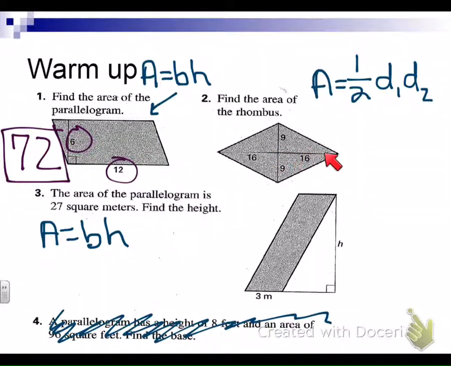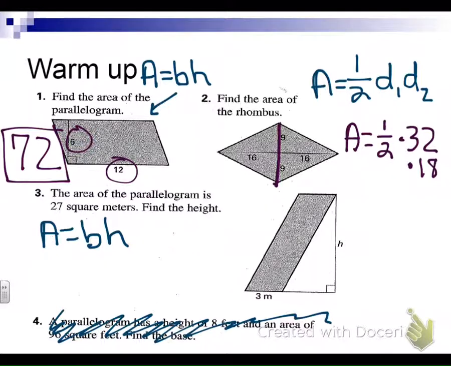So this piece is 16, right? This is the tricky one. Yeah, it's the 30, so it'd be 32. Okay, so area equals 1/2 times 32, and the other one, up and down, 18. So times 18. So what's 1/2 times 32 times 18? 288.